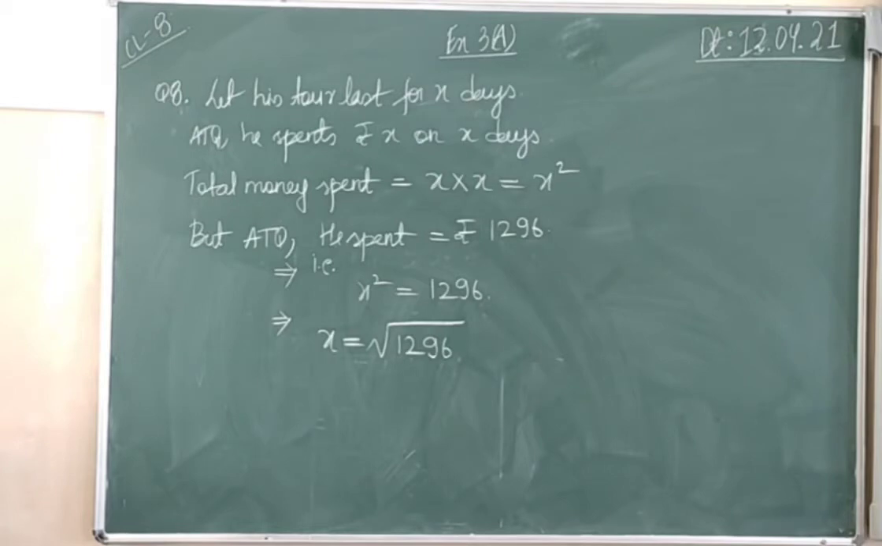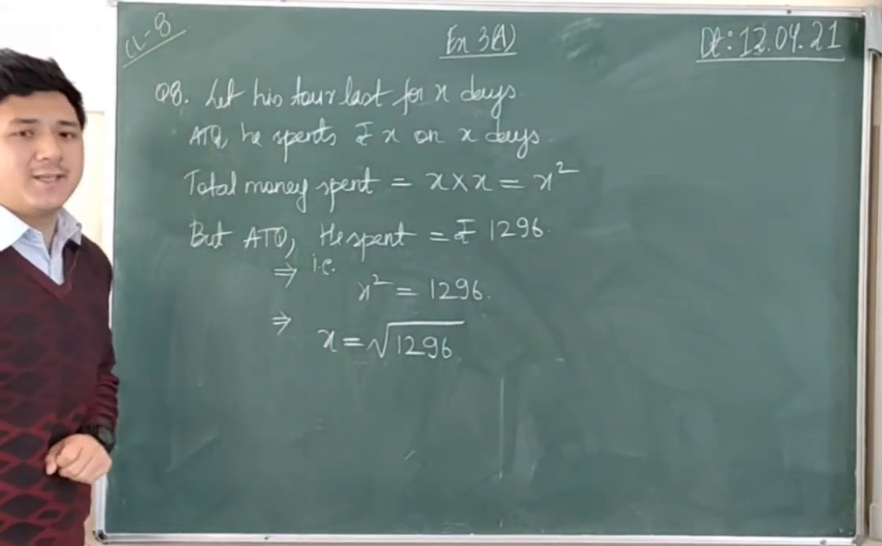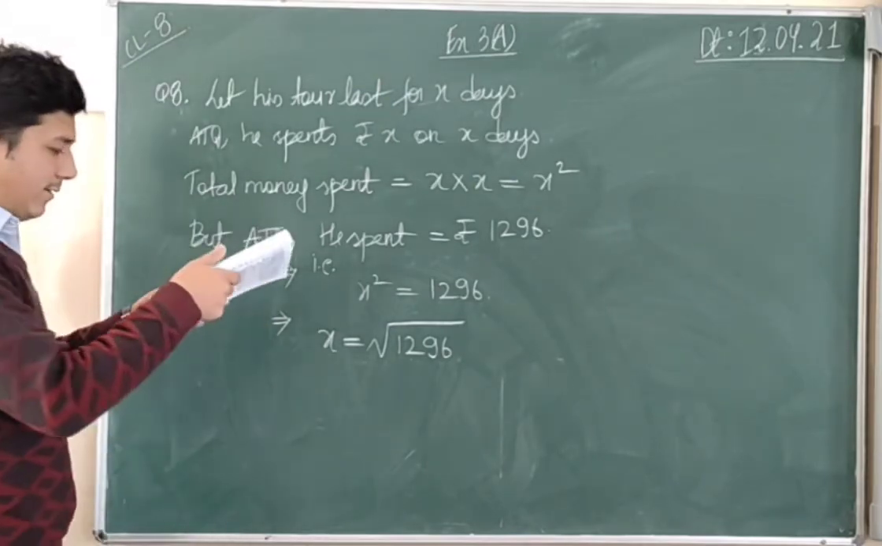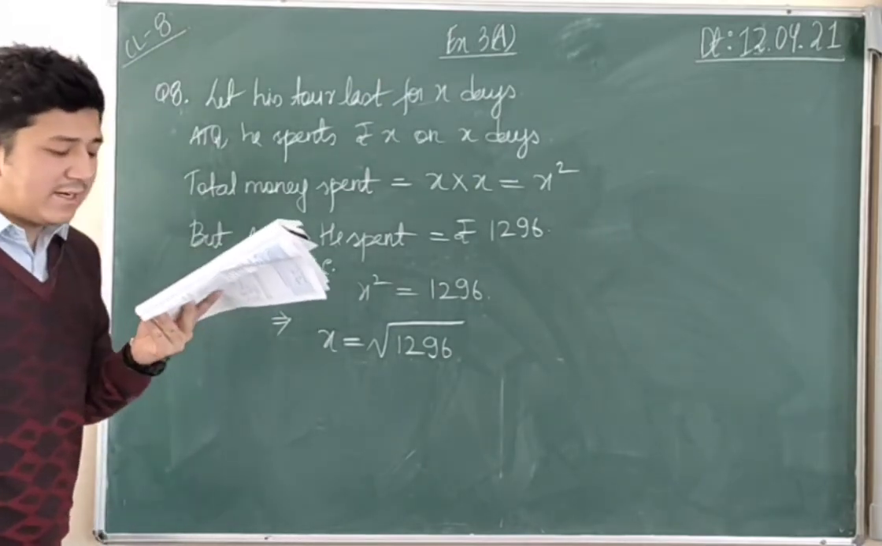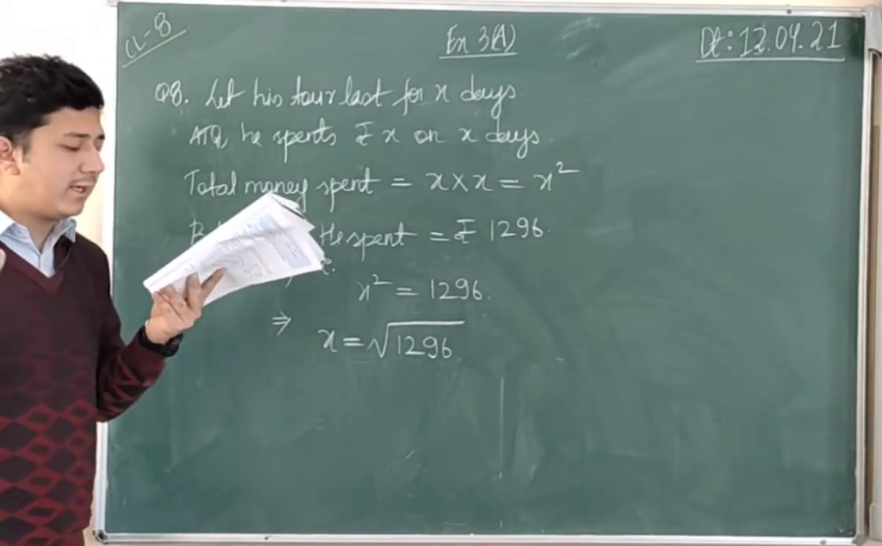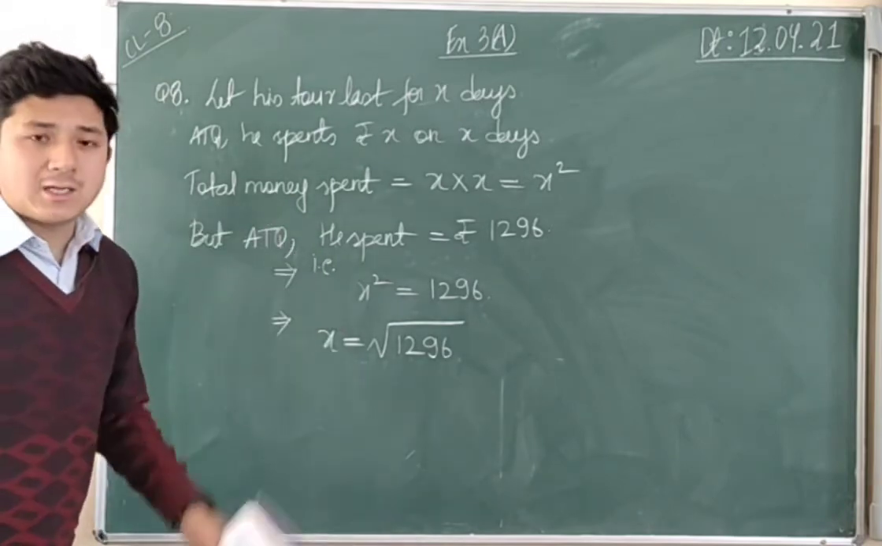Alright, let's move on to the next question. That is question number 8. Let's read the question properly. The question says, a man after a tour finds that he spent every day as many rupees as the number of days he has been on a tour. How long did his tour last?